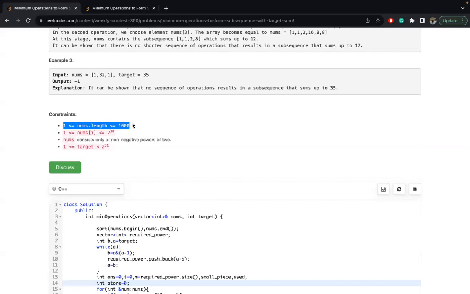Okay? And looking at the constraints, the number of elements will not exceed 1000, that is 10 to the power 3. So it means that you can apply an algorithm of at most n square. And nums only consists of non-negative powers of 2. That's it. Then let's look into the approach which we will follow.